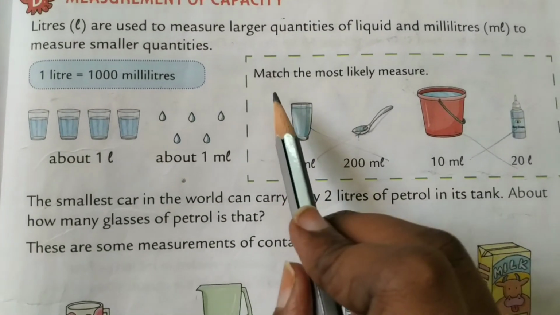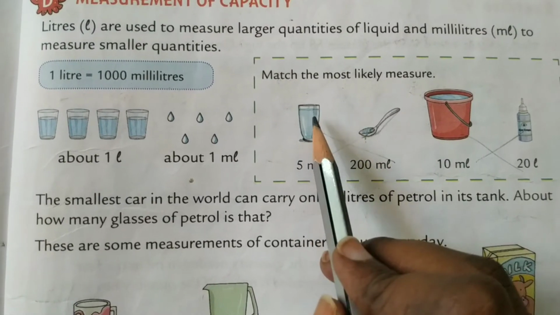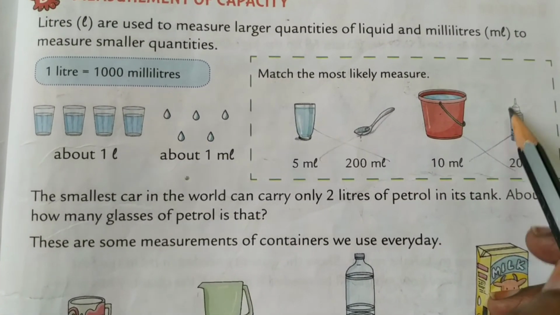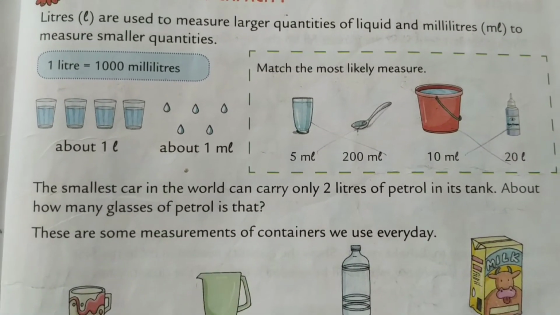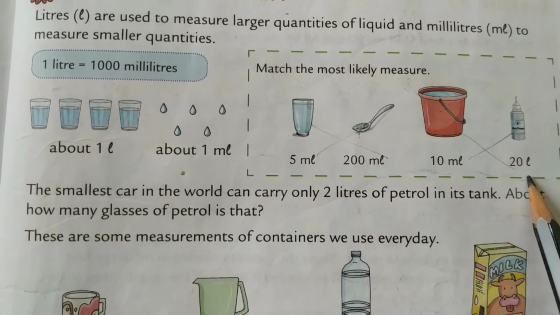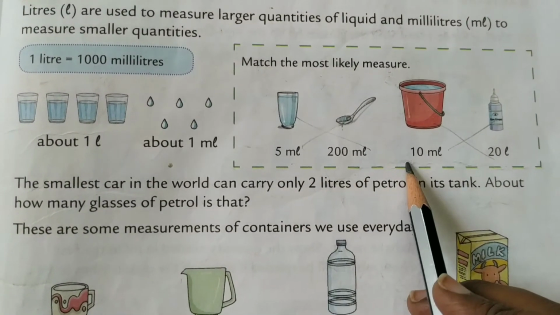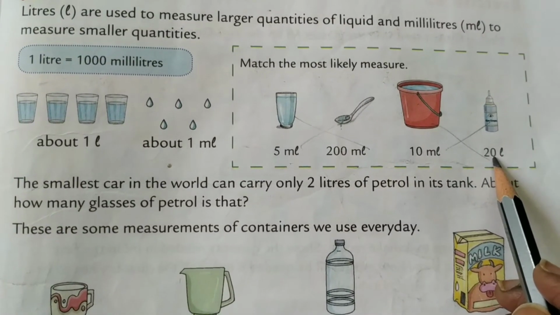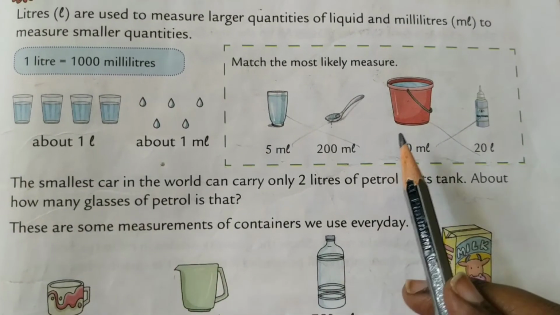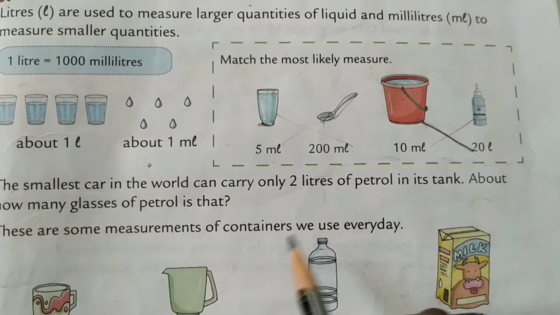So first we are going to match the most likely measure. So 1 glass of water, 1 spoon of water, 1 bucket of water and a small eye drop bottle are there. Now what we are going to do is, see here, down some measurements are given, so we are going to match them. These three are given in mL and this only is in liters. Liter means it is a bigger unit of capacity, right? So a bucket only holds more water, so liters will come for this.